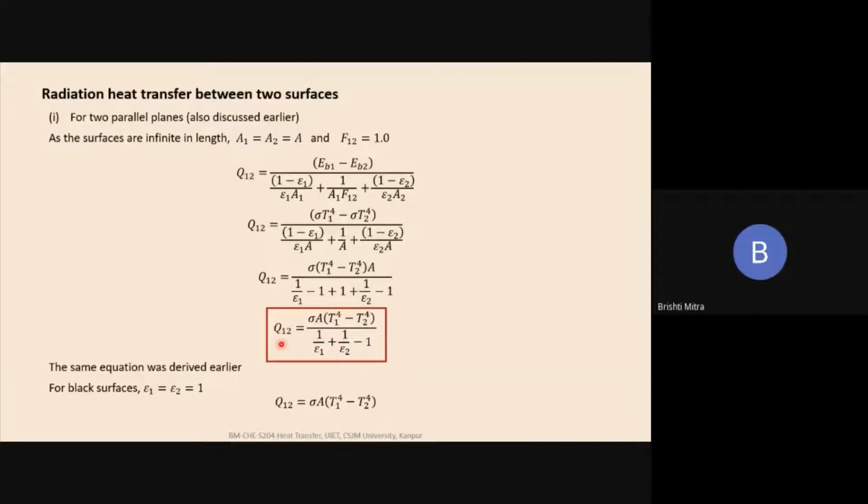That is Q12. So this is when we have two parallel planes which are non-black in nature, then the net rate of heat transfer between the two of them can be written as sigma into A, T1 to the power 4 minus T2 to the power 4 divided by these epsilon terms in the denominator. If we are writing this expression for a black body, then epsilon 1 is the same as epsilon 2 and their both values are equal to 1. In that case, this simplifies to Q12 is equal to sigma A T1 to the power 4 minus T2 to the power 4. This is something we have seen before. And because they are parallel planes, the view factor here also becomes equal to 1. We had derived these expressions before.